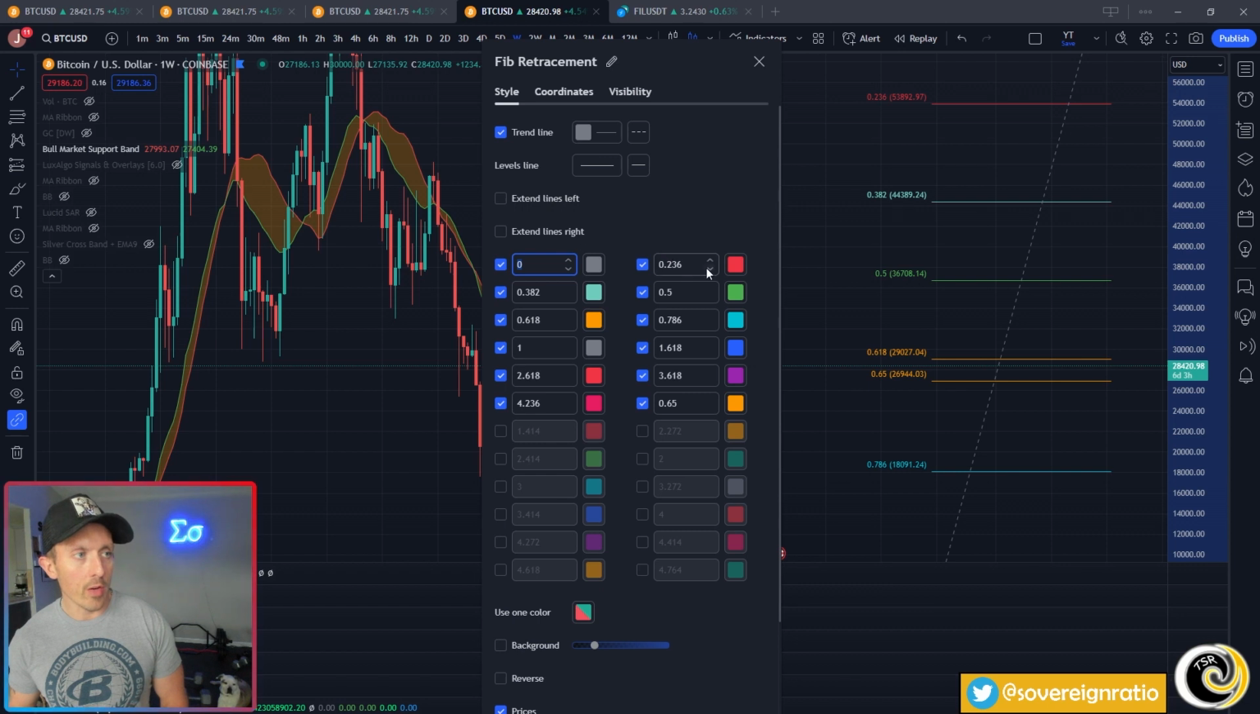You can change the color for each level. You can add in new levels if you want to. The only thing that I've done here is made these two lines gold. I added in the 0.65 because the 0.618 together with the 0.65 is called the golden pocket. And that generally is a very good point of interest and a decent place to look for trades.